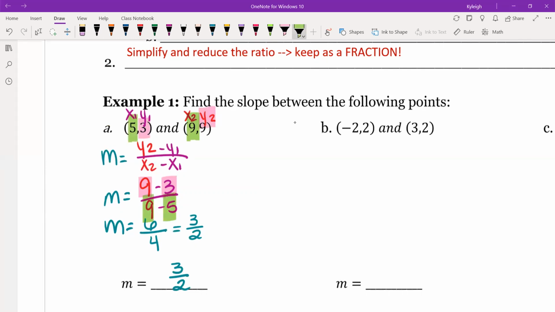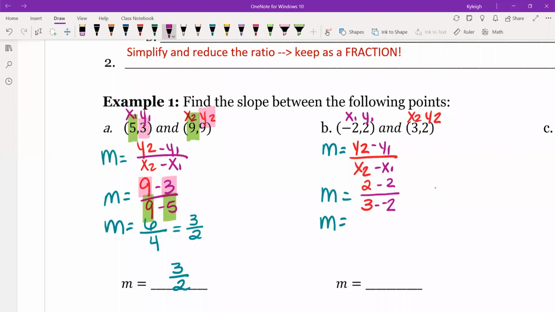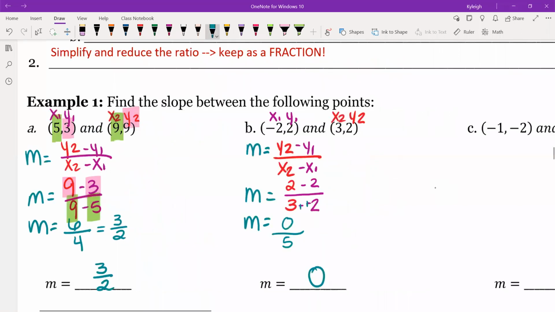Okay, I want you to try the next one on your own. So pause and try letter B on your own. Okay, so we had x1, y1, x2, y2. We plug it in, 2 minus 2, and then 3 minus negative 2. Remember to do keep, change, change. 2 minus 2 is 0. 3 minus negative 2 is 5, and 0 over 5 is just 0, okay?